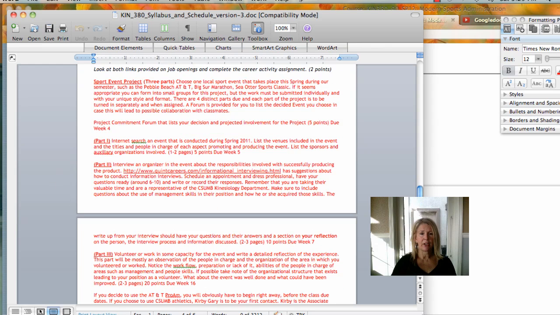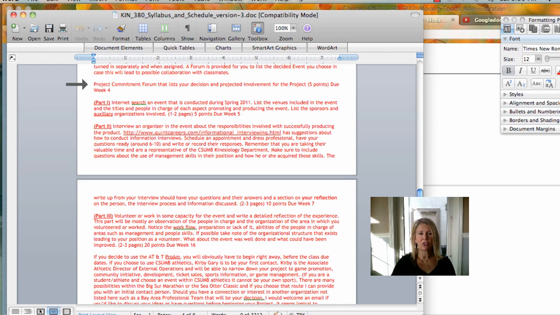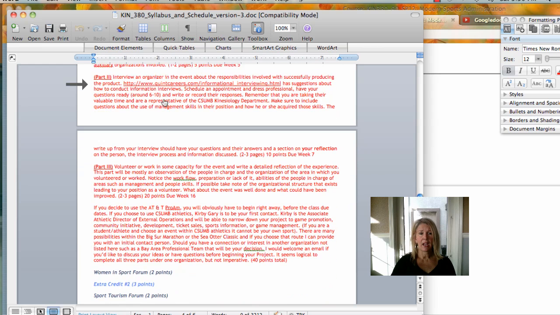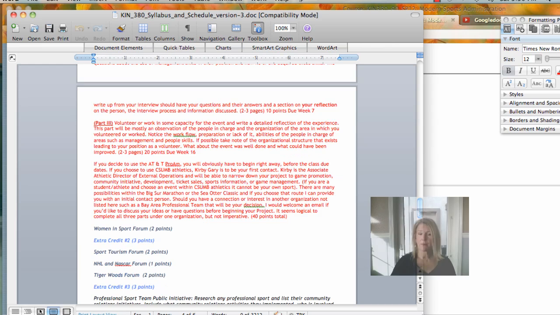The sport event project, I have here some examples, and I think that making the decision is probably the hardest part, and understanding with that decision that it will also include interviewing an organizer in the event, so think ahead about whether that's really very possible given the event you're choosing, and that you'll have to spend some time volunteering in it so you can have an insider's view of the different aspects of running and pulling off a big sport event. I'm fine with you working together on the project.